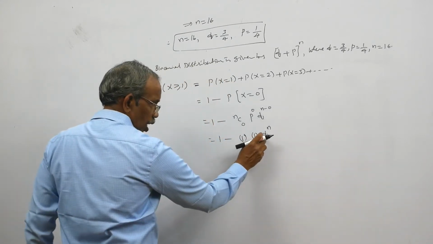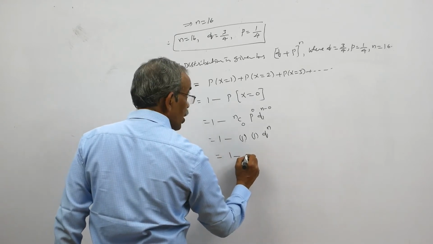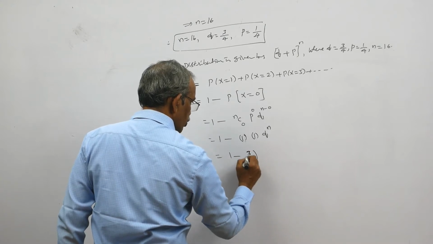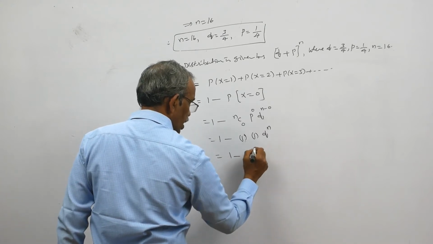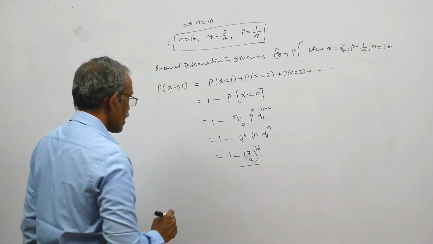Here we substitute the values of q and n. That is equal to 1 minus q, q means 3 by 4, whole to the power of n, n equal to 16. This is the probability of x greater than or equal to 1.